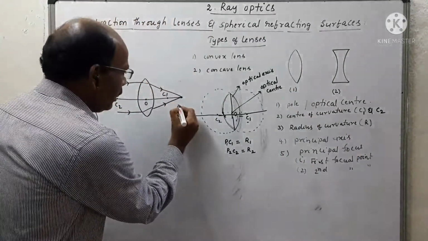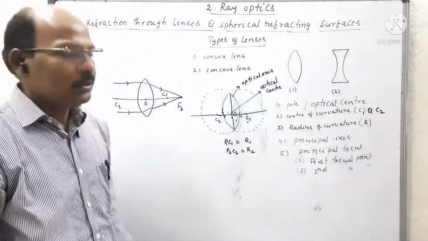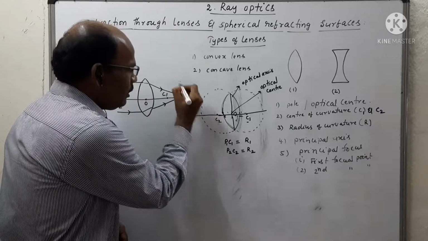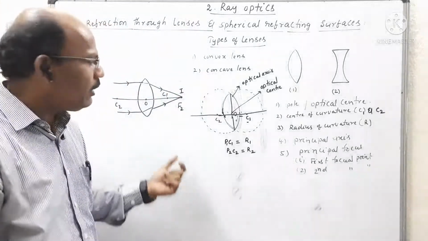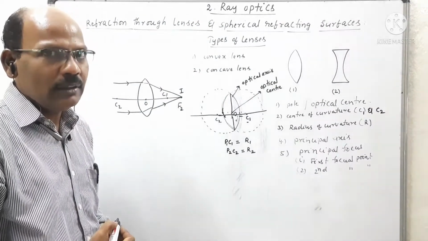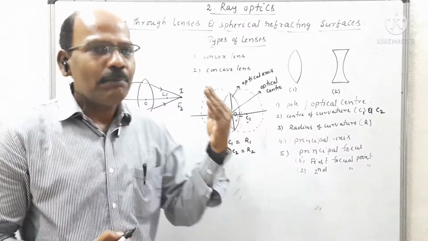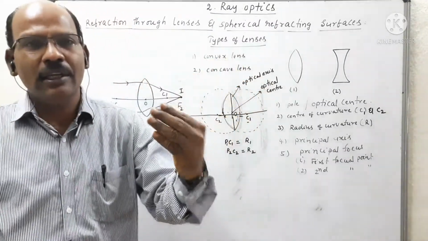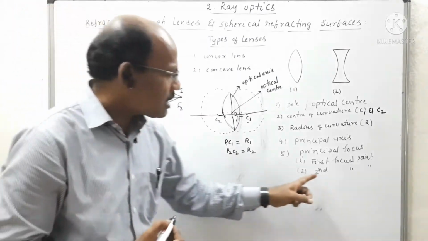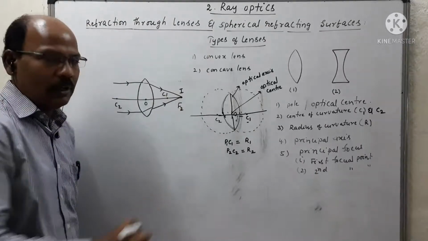So this is called the second focal point F2. So this point is called the image point. How can we define it with respect to the image? The image point formed on the principal axis when the parallel beam of light rays is incident on the convex lens is called the second focal point. So this is the second focal point.